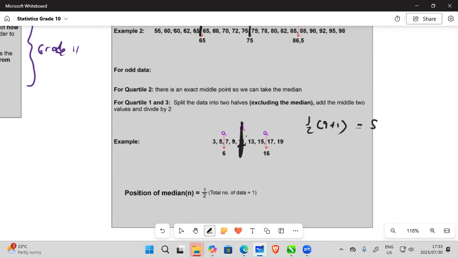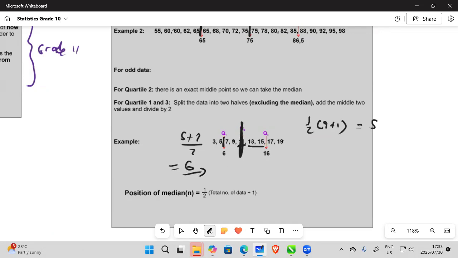Now excluding the median, look at the lower portion and the upper portion. The lower portion has 4 values, which is even. Can you pinpoint the middle when you have an even data set? No, you can't. So again, find the two values closest to the middle, which will be 5 and 7. Add them together: 5 plus 7 is 12, divided by 2 is 6. Can you see that, guys?